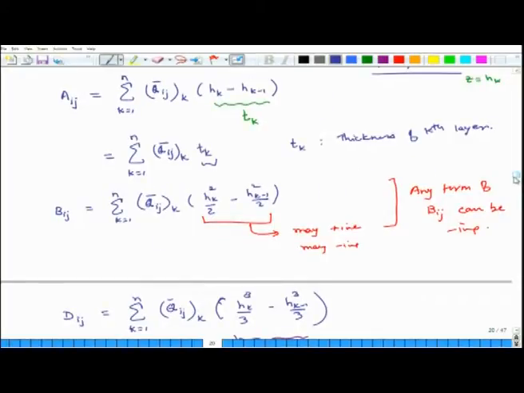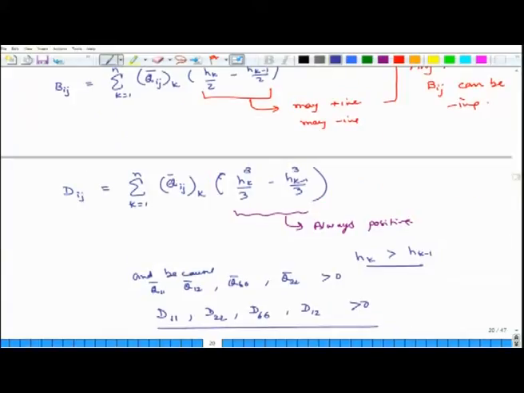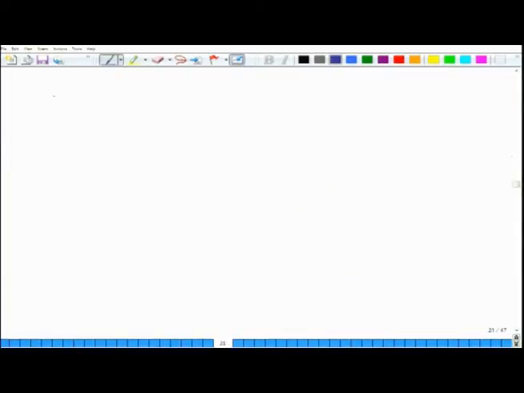Similar terms in the A matrix are also positive, but in the context of the B matrix, any term can be positive or negative, and it is driven by the fact that h_k square minus h_(k-1) square can be either positive or negative. So, this is one general observation I wanted to state. Next, let us look at some more details about these matrices.